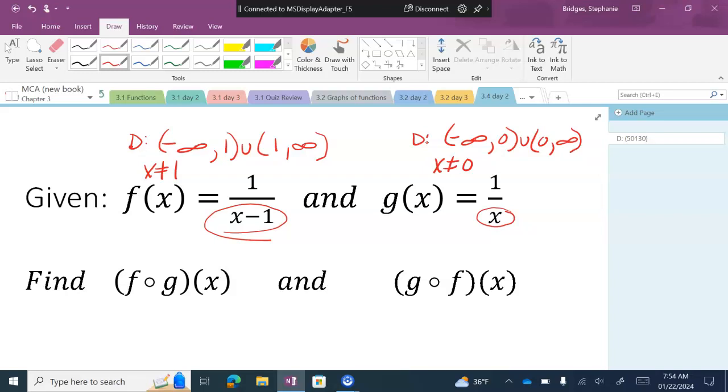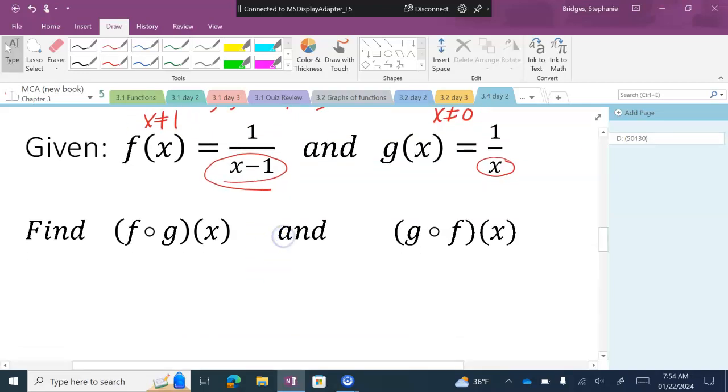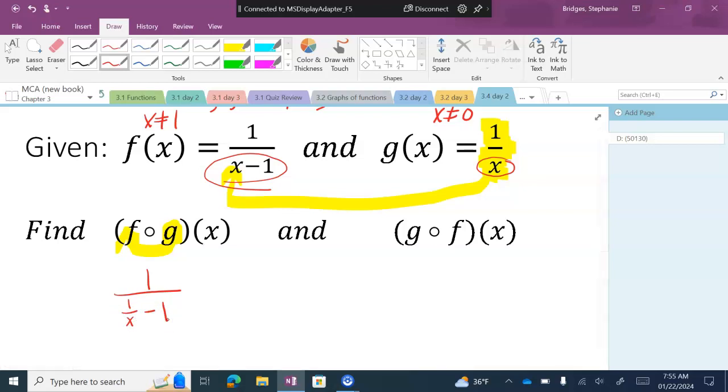Everybody ready? This part's a little trickier. All right. With the first one, we are going to take the entire g function and put it in place of x into the f function. So I'm going to take this entire fraction, 1 over x, and I am putting it in place of x here. Okay, so the f function is 1 over, but in place of x, I'm going to put my fraction 1 over x. And this one's going to be a little bit tricky.